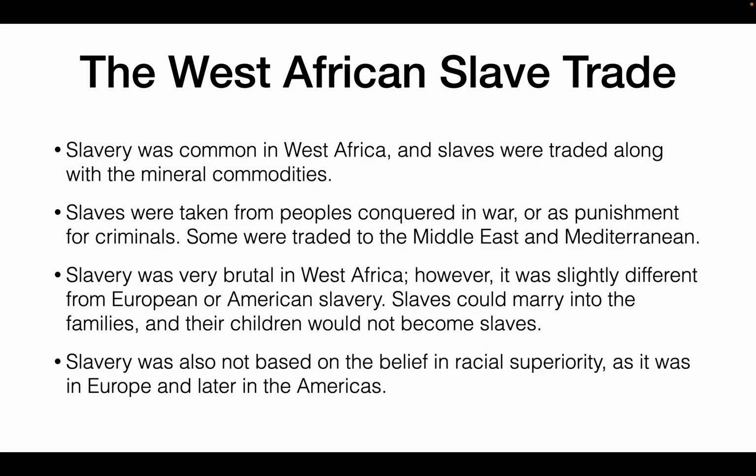And slavery was brutal in West Africa. Never would you hear me say that there was a quote unquote good version of slavery. There were different versions of slavery. However, this one was less harsh, I might say, in some cases. Slaves could marry into other families. Their children would not be slaves. Also, you could, in some cases, work off slavery. And it was also not based on the belief of racial superiority. This is what we're going to see when we get to European style enslavement, is that the division between the enslavers and the enslaved is based upon the belief of social and racial superiority.